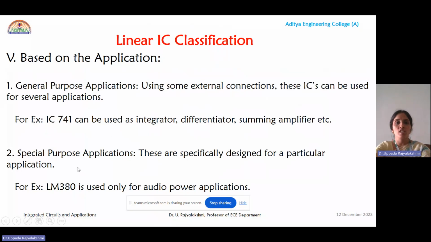And the second type is special purpose application. Those linear ICs which are suitable for one particular application. One of the examples is LM380, which is suitable only for audio power applications.